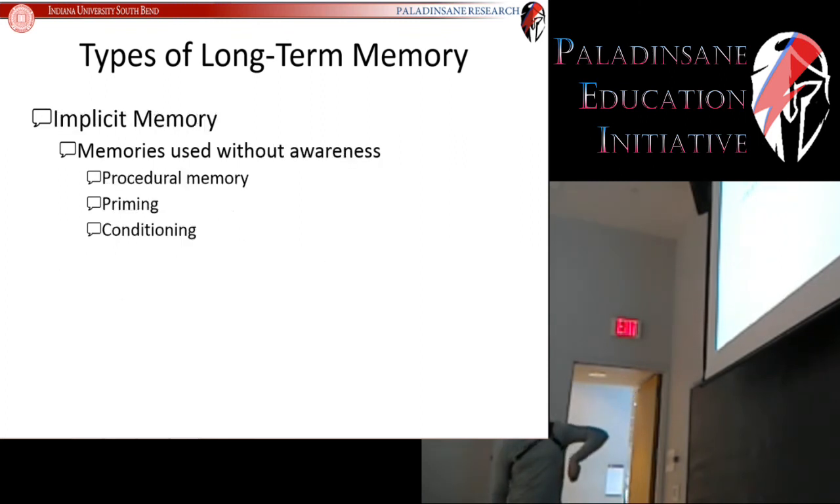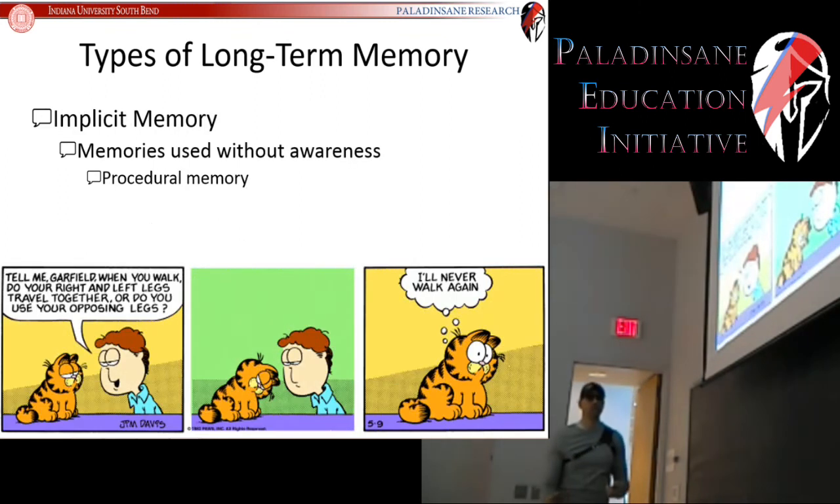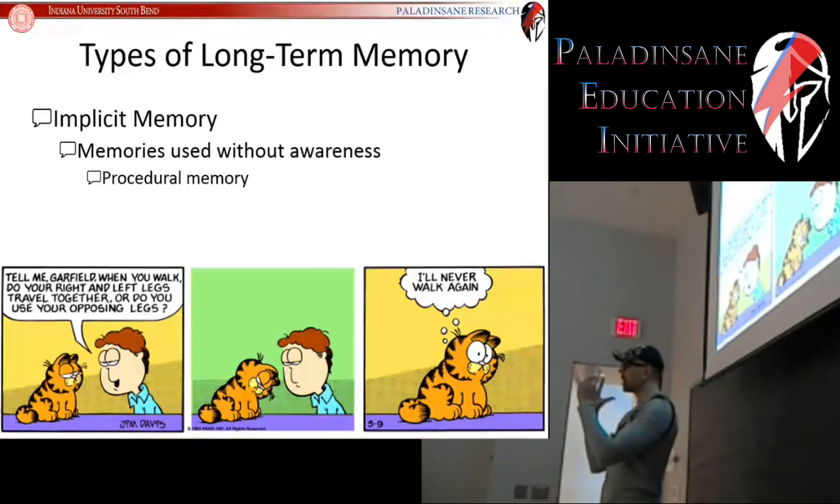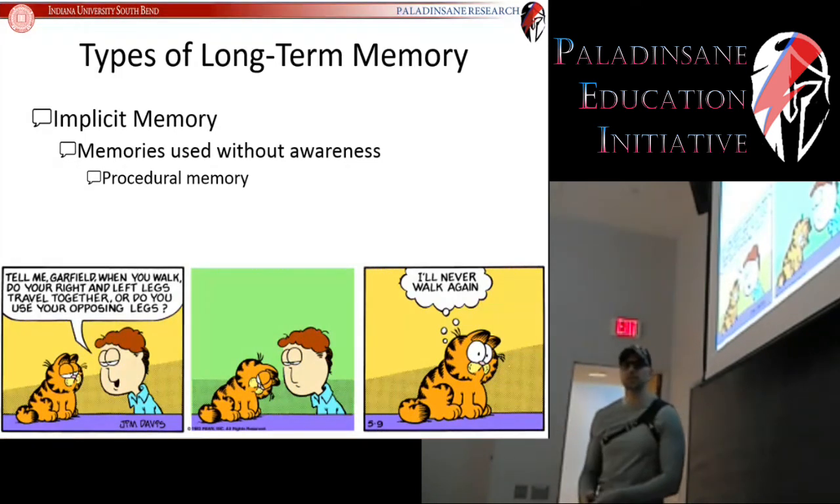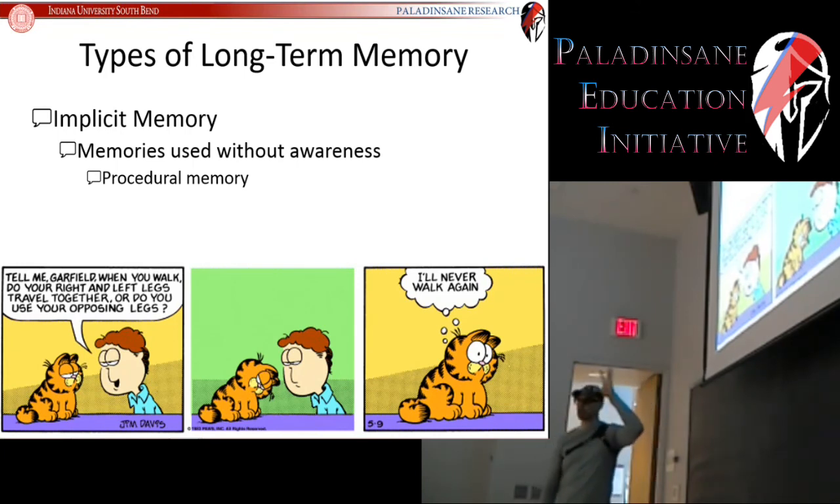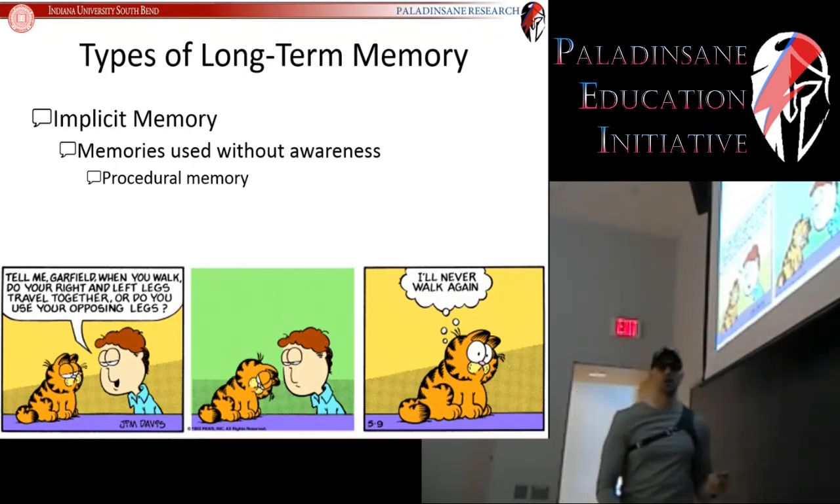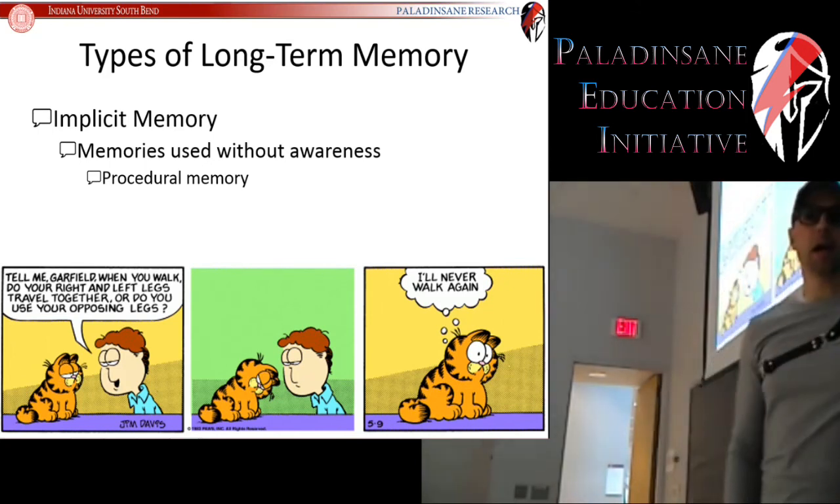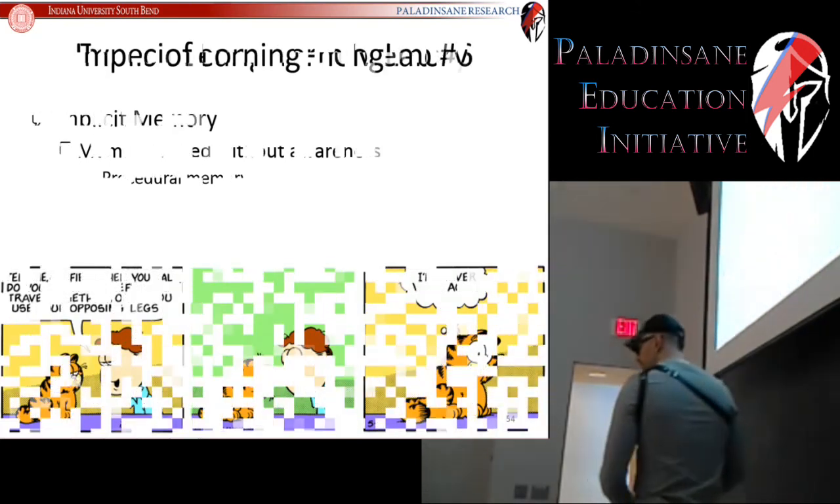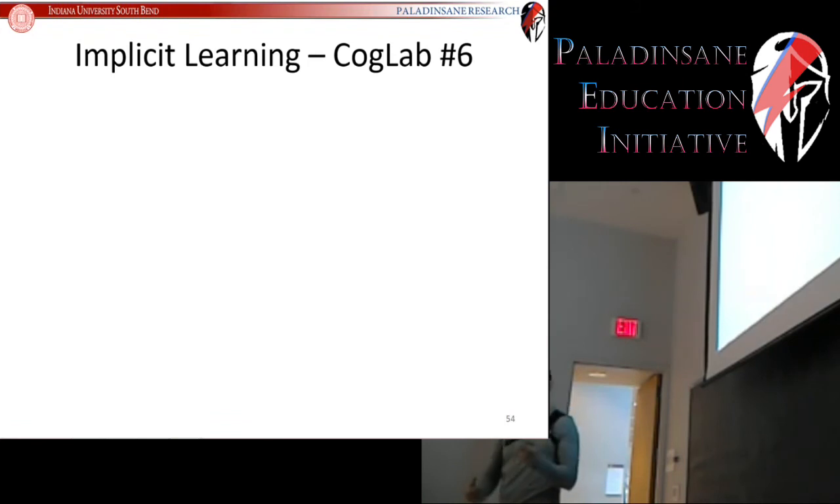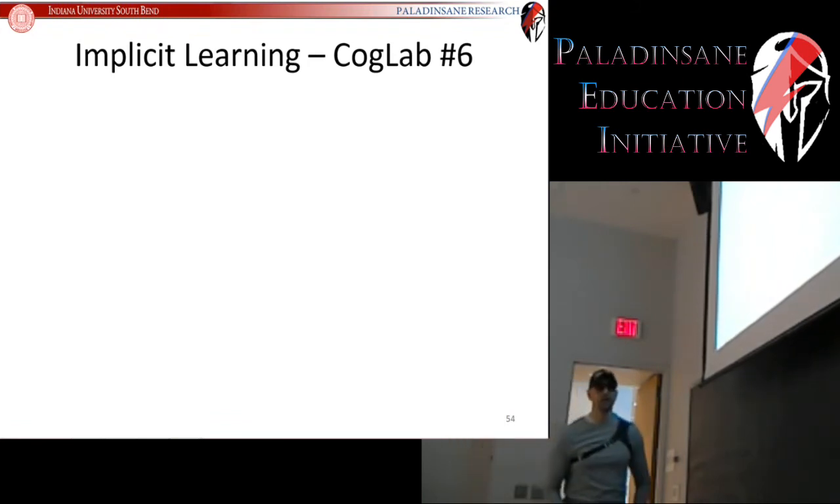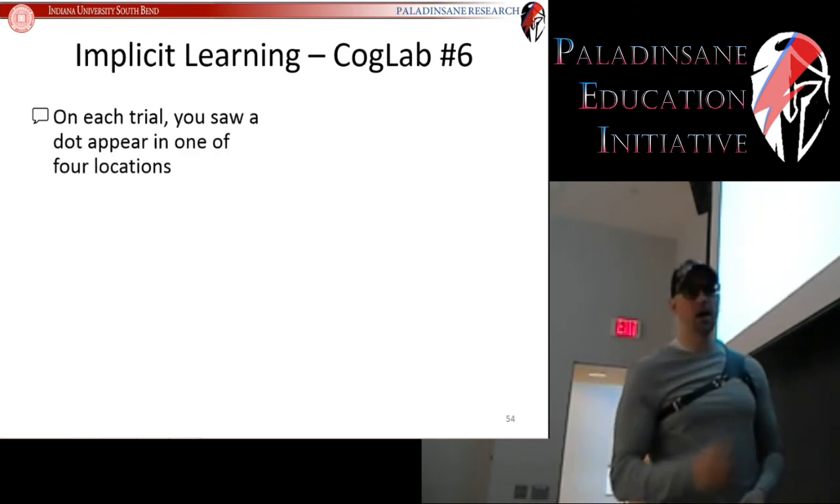All right. So those are the different types of long-term memory. We got implicit versus explicit. Implicit memory that you use without awareness. Explicit memory that you are very conscious of, that you are aware that you are using. And we're going to take a look at how we can test what we know that's implicit and what we know that's explicit in this implicit learning CogLab.